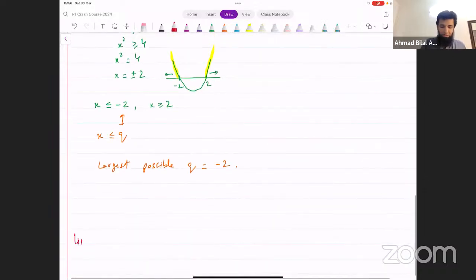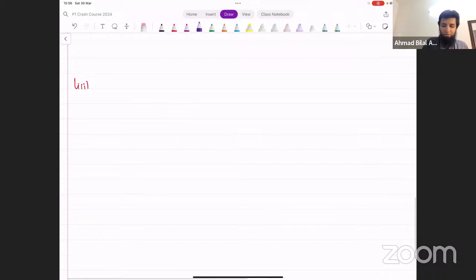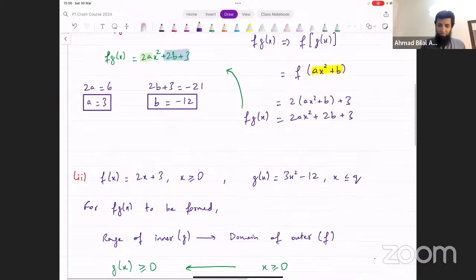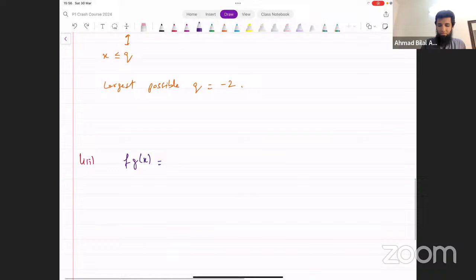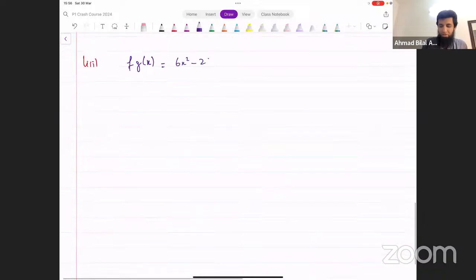Part 3. We already know the composite function, fg of x. What was that? The composite function was 6x² - 21. They have given us the domain of this function, x less than or equal to q, and they're telling us that the value of q now is -3. So the domain becomes x less than or equal to -3. This is the composite function. What we need to do is find the range of this composite function, the range of fg.